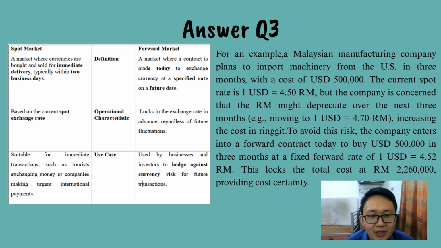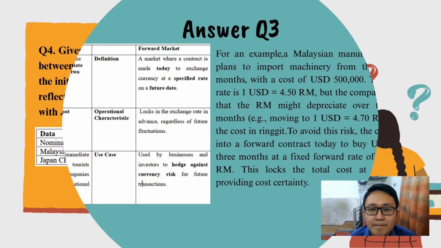So this locks the total cost at RM 2,260,000, providing cost certainty. By using the forward market, the company can avoid exchange rate risk and uncertainty, protect its profit margin as it knows exactly how much it will pay in RM, and improve budgeting and financial planning compared to the spot market, which will expose the company to potentially high costs if the ringgit weakens.